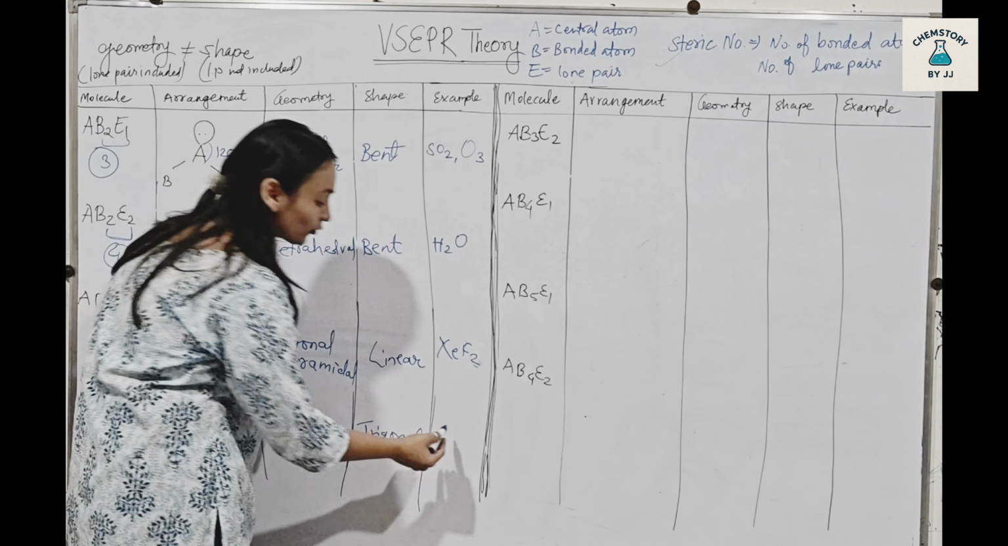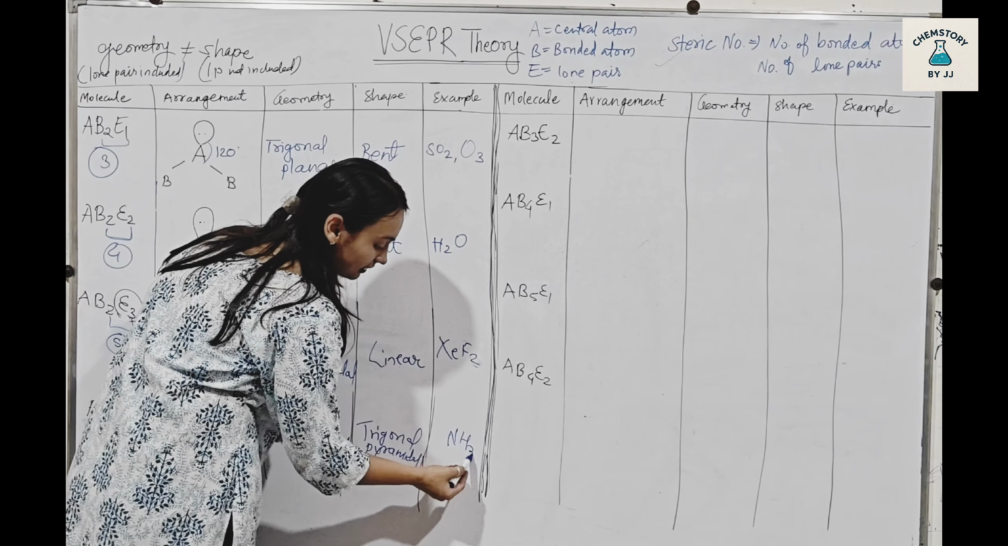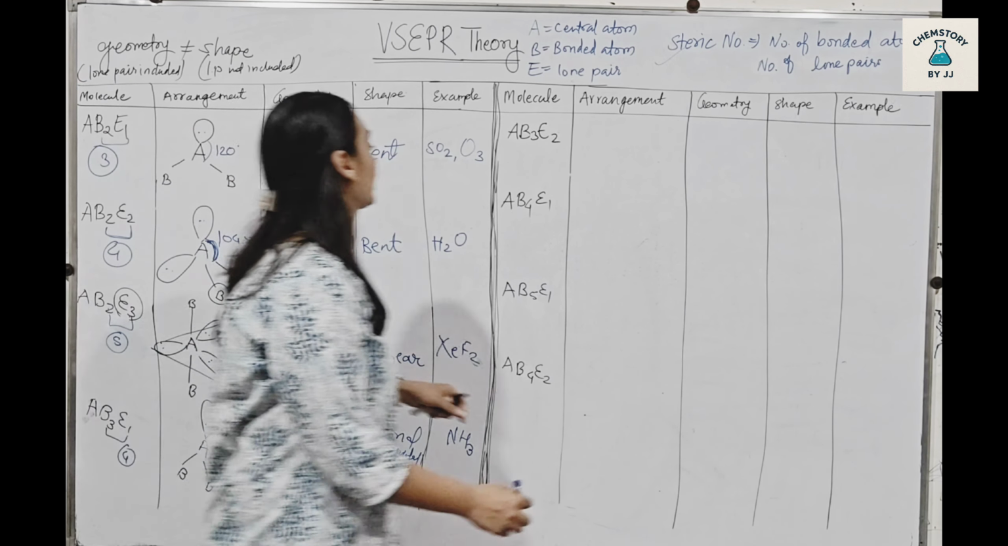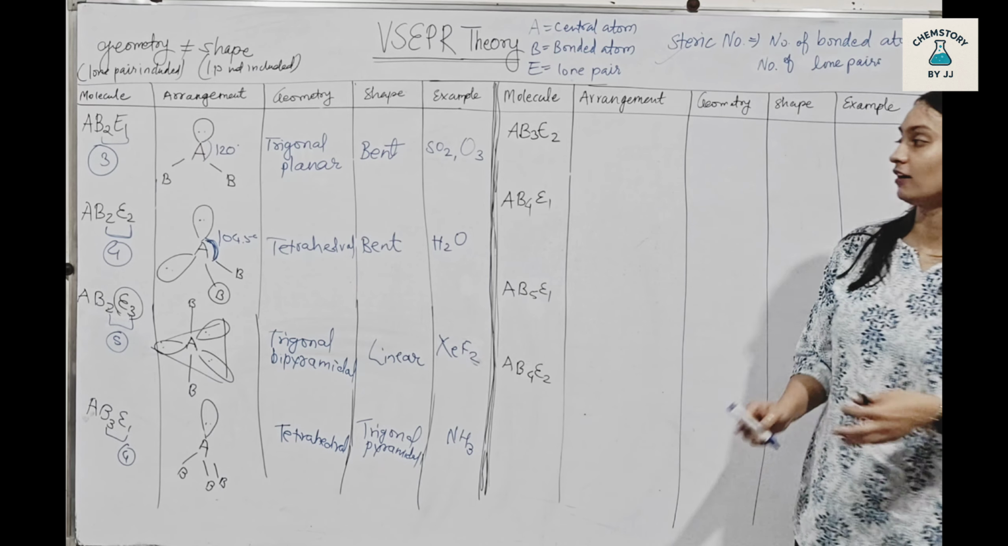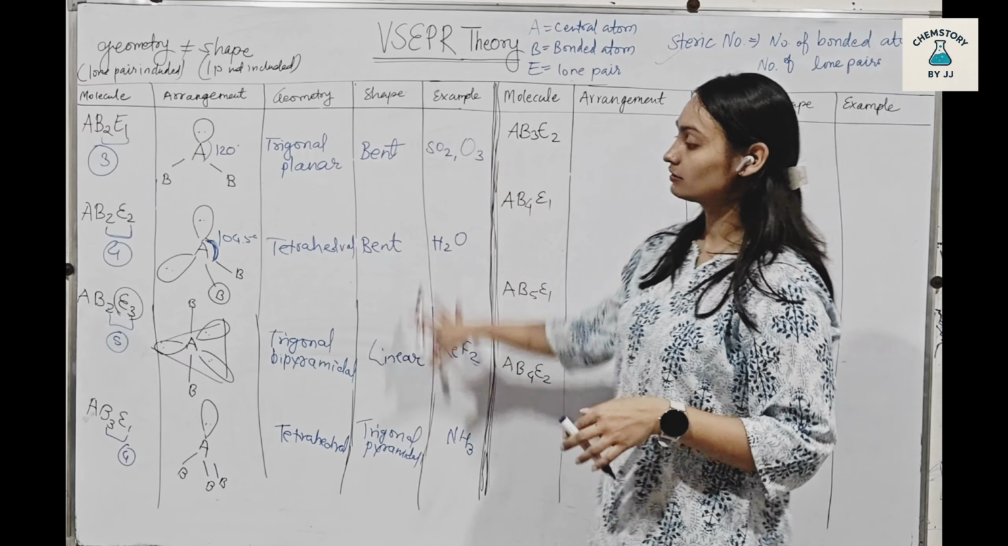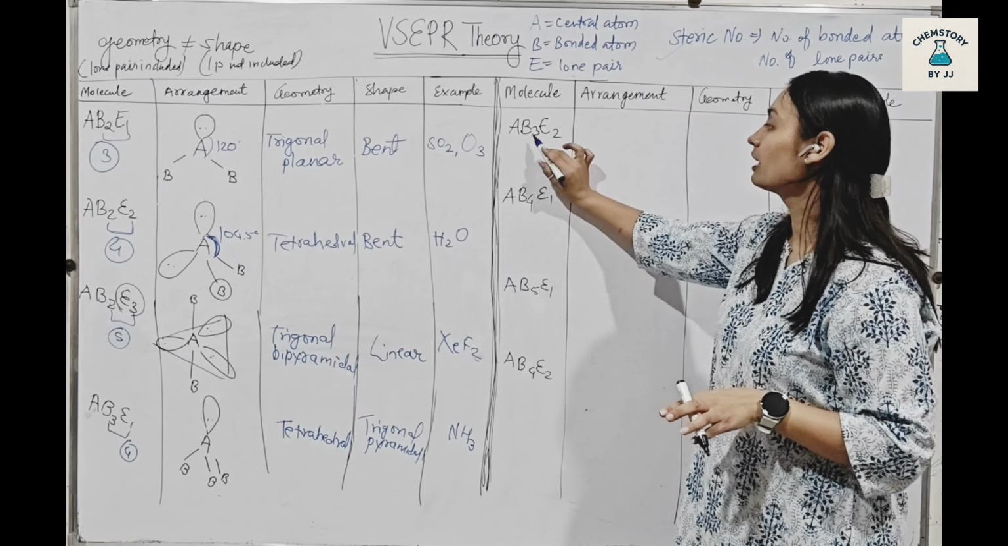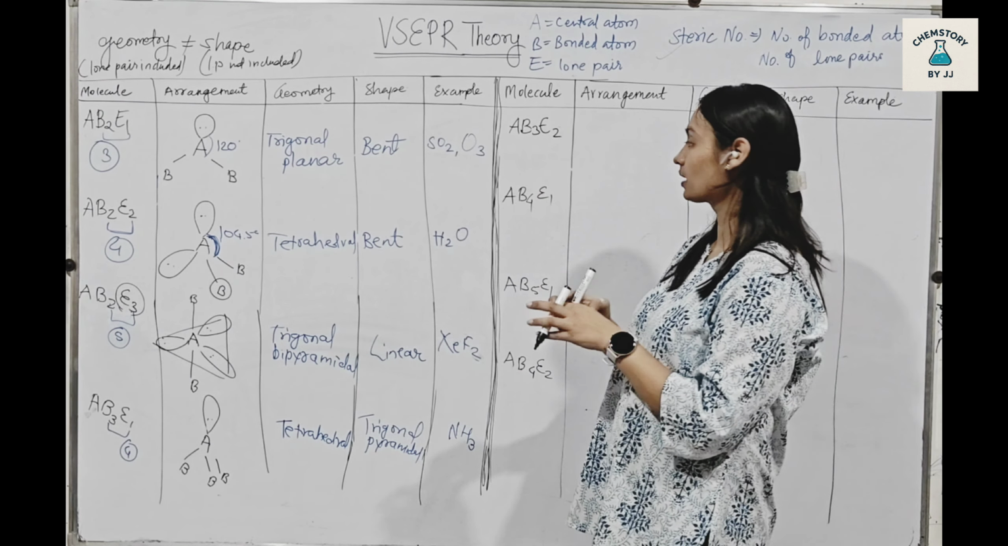The example for it would be, yes, ammonia. You'll be saying now that's your favorite, you're repeating it over and over. So yes, these are the 4 types. Let's start with AB3E2. See the steric number for it.